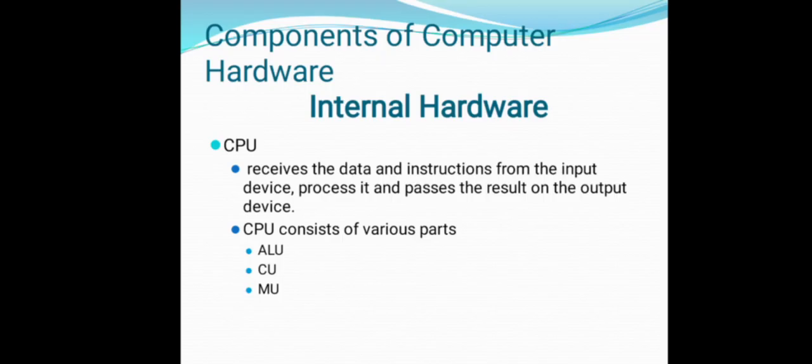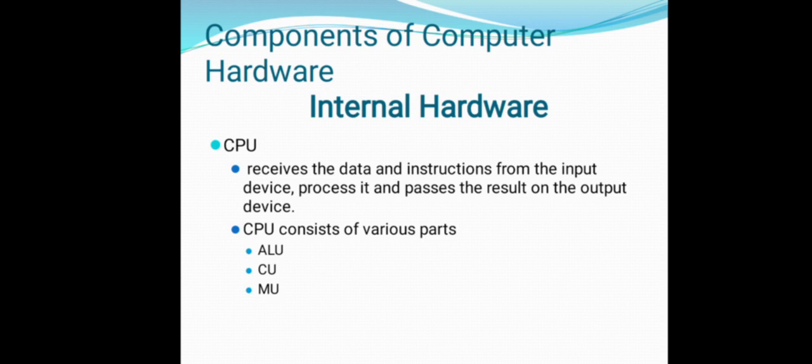There are two types of hardware which we are using in our computer system, that is internal hardware and external hardware. Internal hardware, firstly we will discuss that, refers to the physical parts that are inside the computer system. These parts cannot be seen till we open the CPU box. And there are 4 to 5 internal hardware which we are going to discuss here.